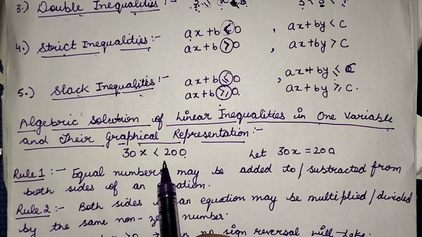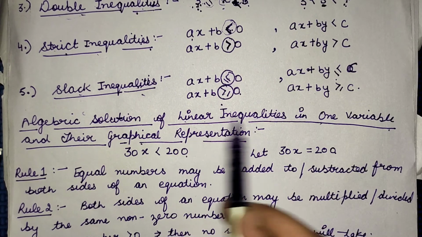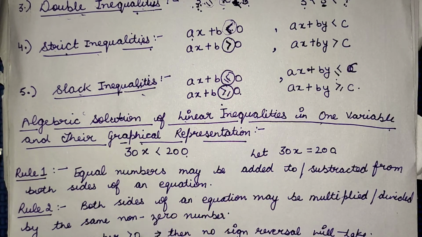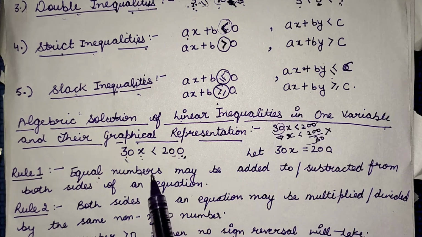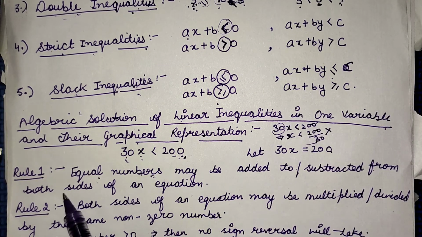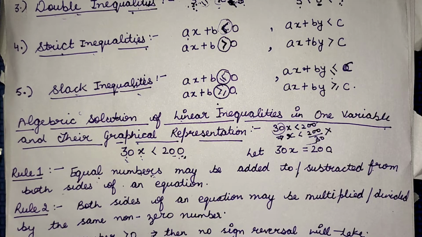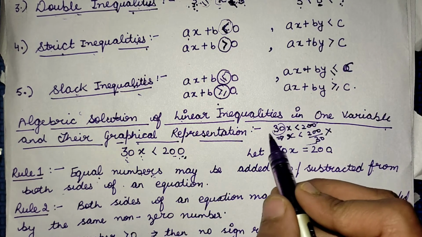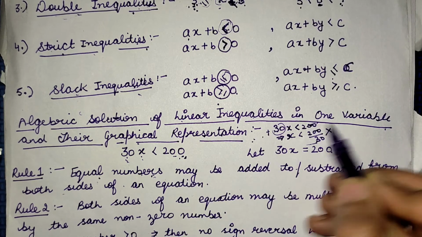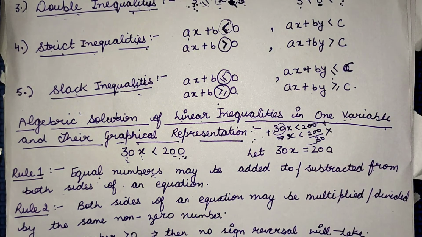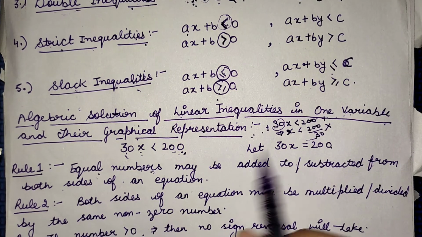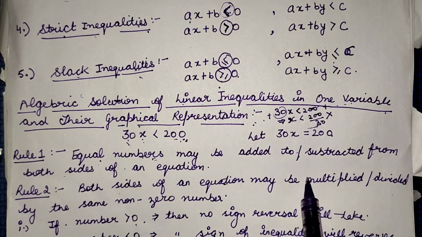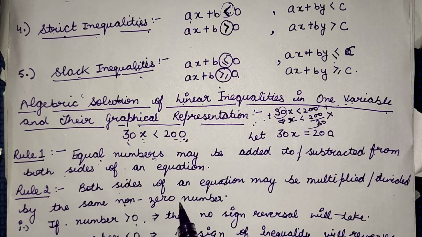Okay, so to solve these kinds of linear inequalities, there are two rules. What are those two rules? The very first rule is that equal numbers may be added to or subtracted from both sides of the equation. So if I have to solve such an equation, I have to do addition or subtraction on both sides of the equation, and both sides of the equation may be multiplied or divided by the same non-zero number.